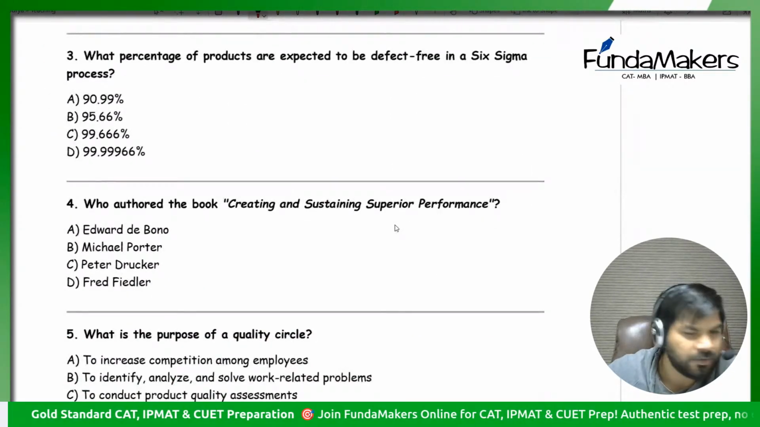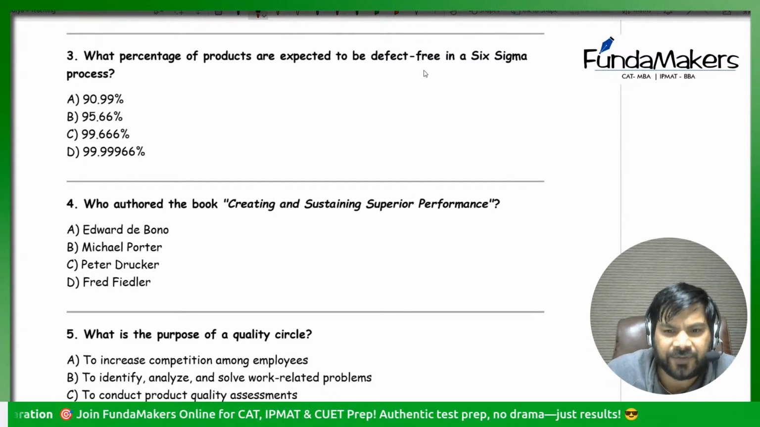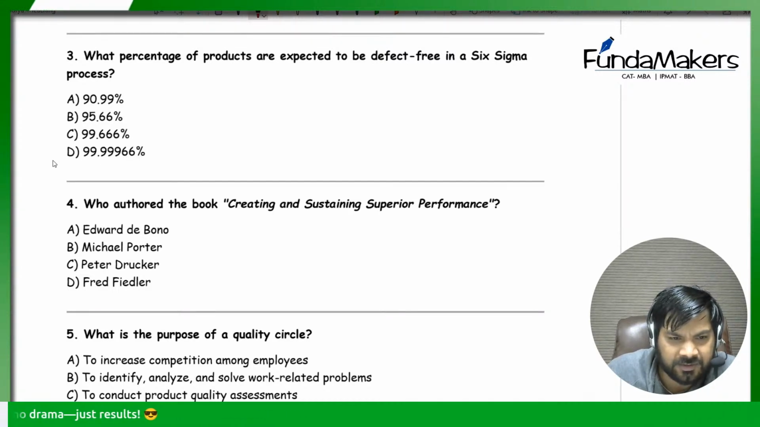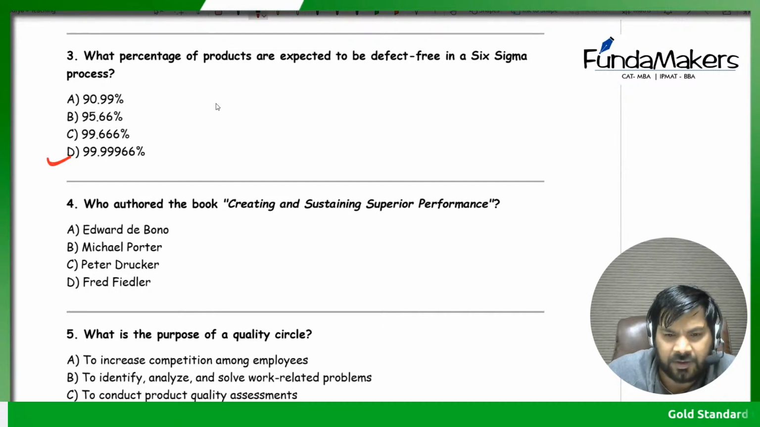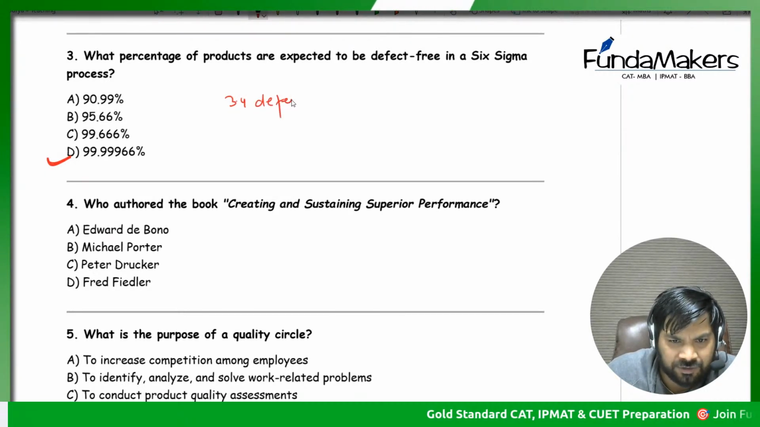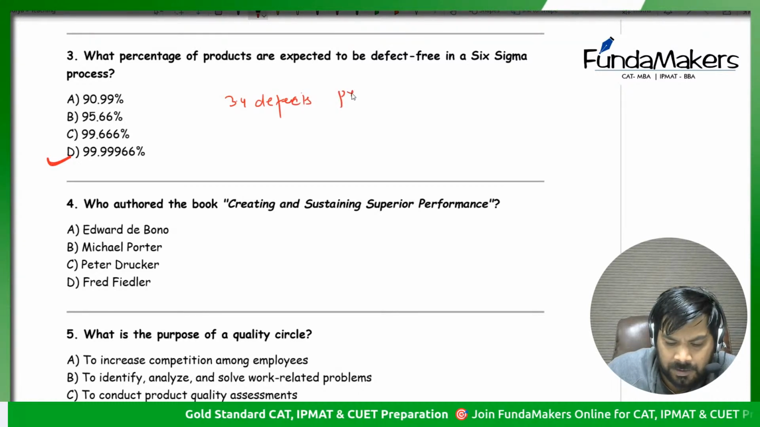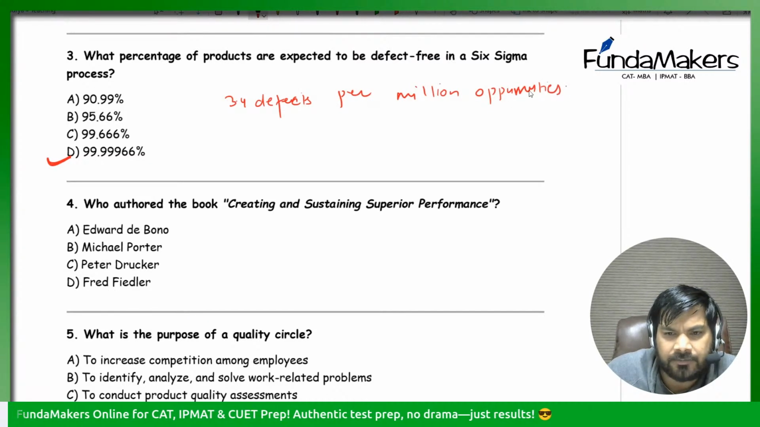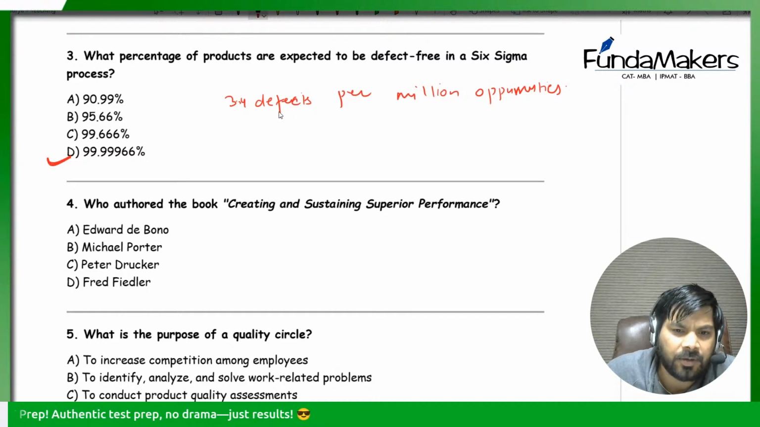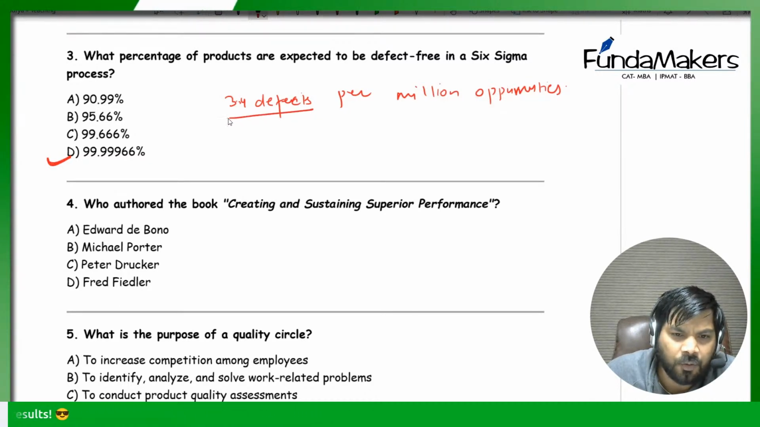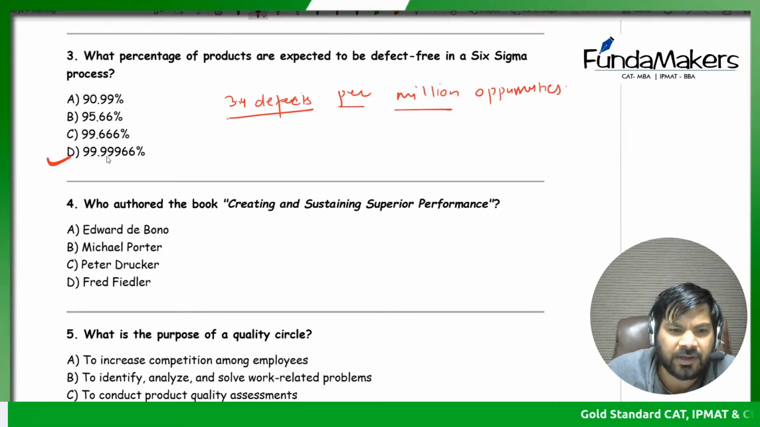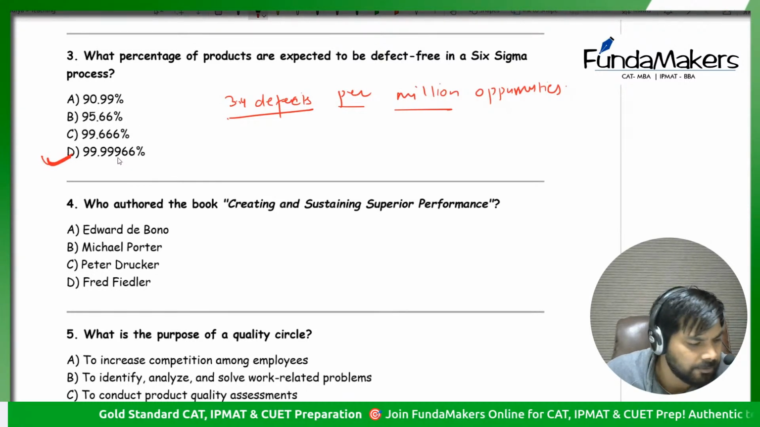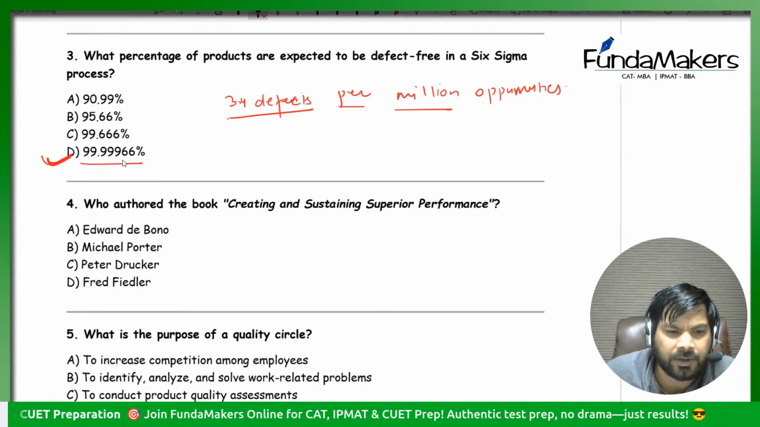What percentage of products are expected to be defect free in a Six Sigma process, right? It's 99.99966%. This is expected to be defect free because it ensures not more than 3.4 defects per million opportunities, in the sense products, right? So it is as strict as reducing the mistakes up to 3.4 defects per million. If you look at the percentage, it will come out to be 99.99966%. So this is the correct answer. Just remember, it's a very common question, but could be asked in the exams as well.